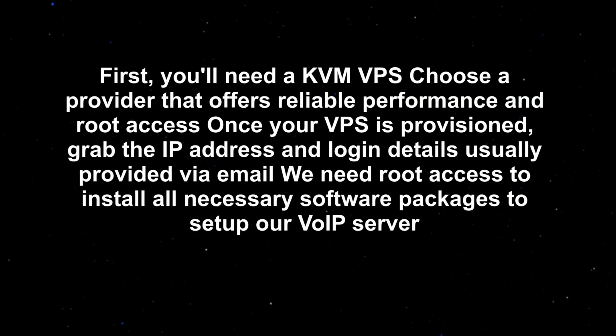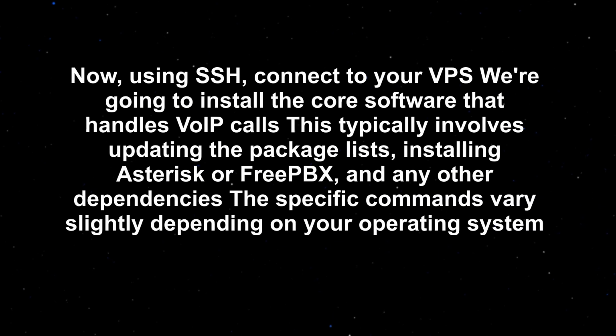Choose a provider that offers reliable performance and root access. Once your VPS is provisioned, grab the IP address and login details, usually provided via email. We need root access to install all necessary software packages to set up our VoIP server. Now, using SSH, connect to your VPS.